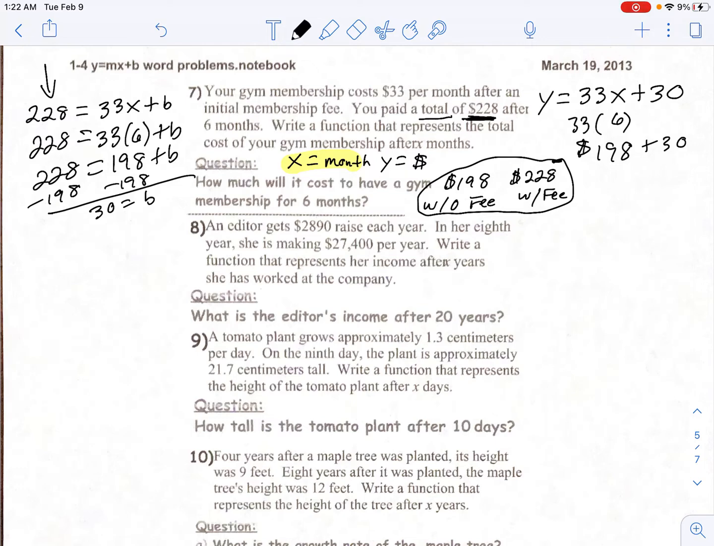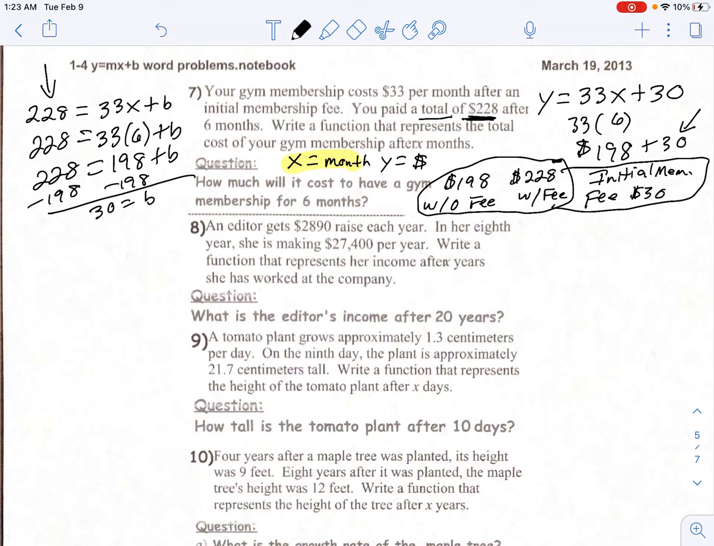Now, if they asked you what is the specific initial membership fee, then obviously that's right here. That's $30. So you can ask several different questions on this. Hopefully that answers every single one of them.